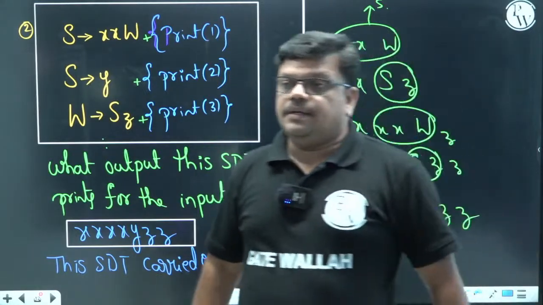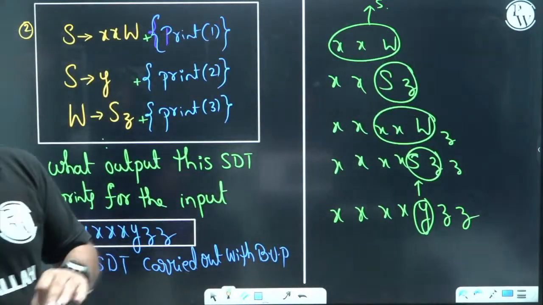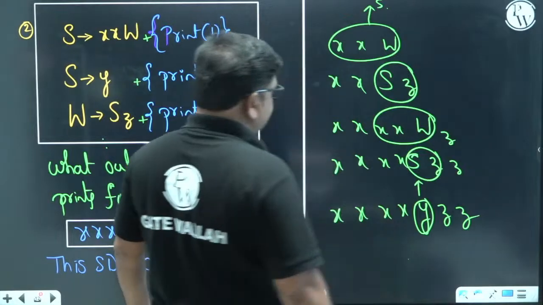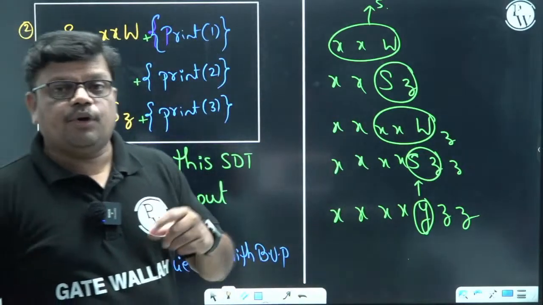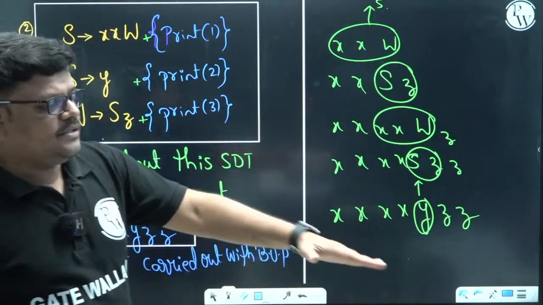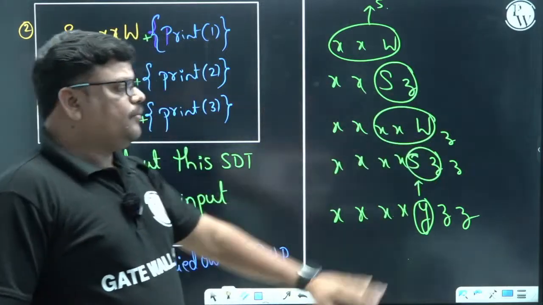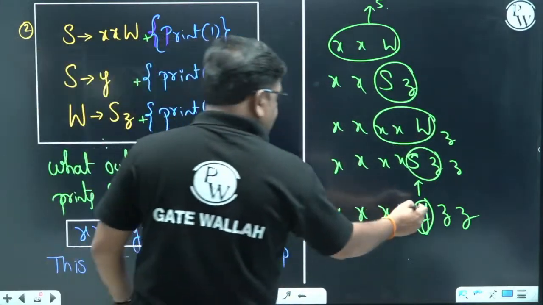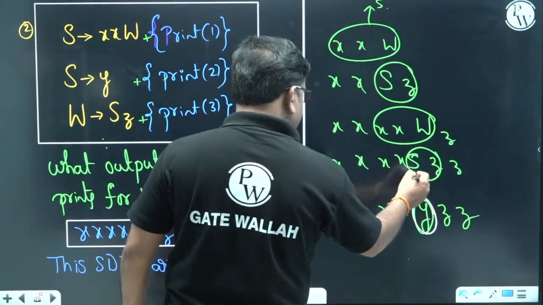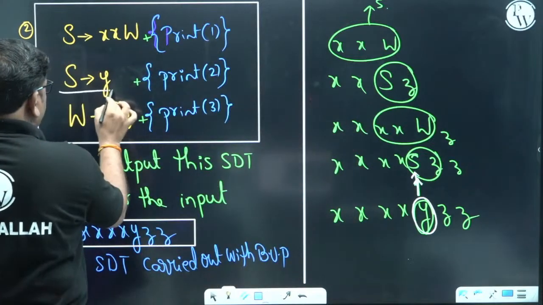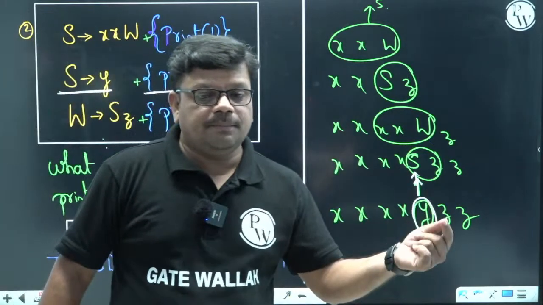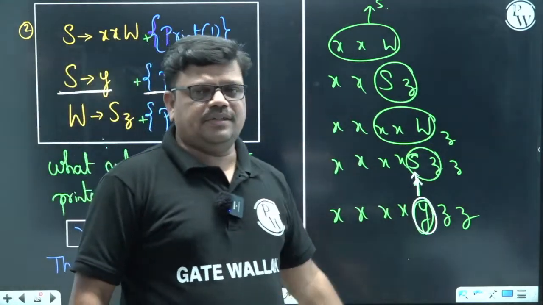Right. So now how will these rules be executed? It's very simple. If the SDT is carried out with a bottom-up parser, whenever the parser performs a reduce action, a handle is detected and we have to use a production. Look at this, this is the handle detected. Whenever a handle is detected and reduced to S, that means we are using this production, and its rule will also be executed. Whenever you use a production, its rule will be executed. That is how the bottom-up parser works.